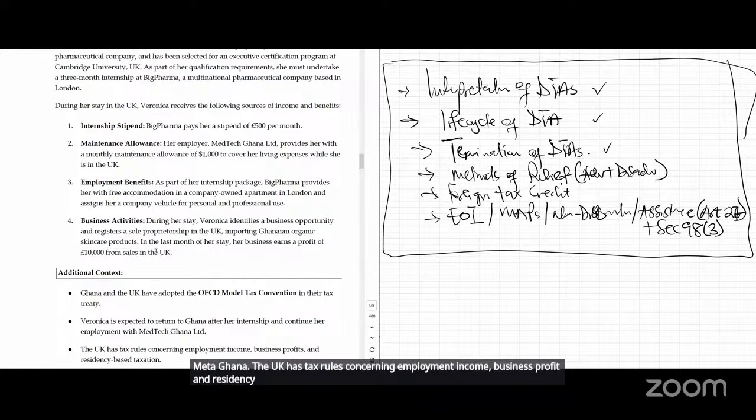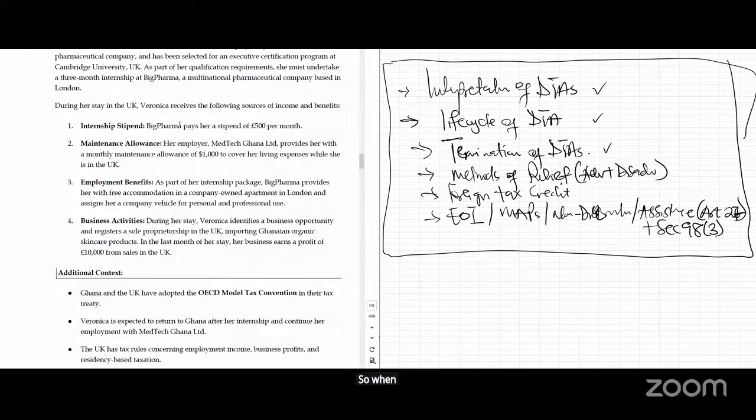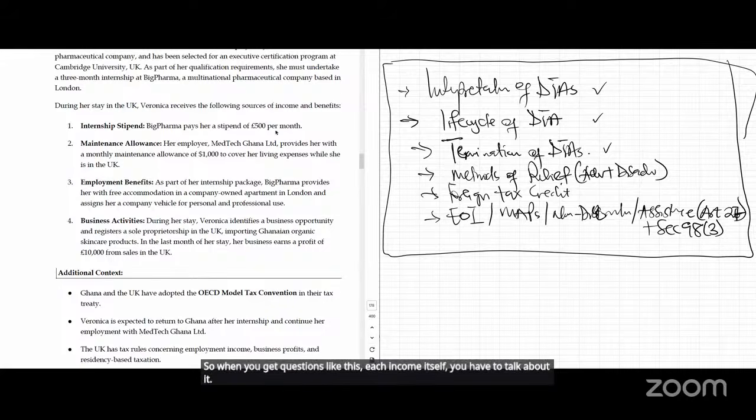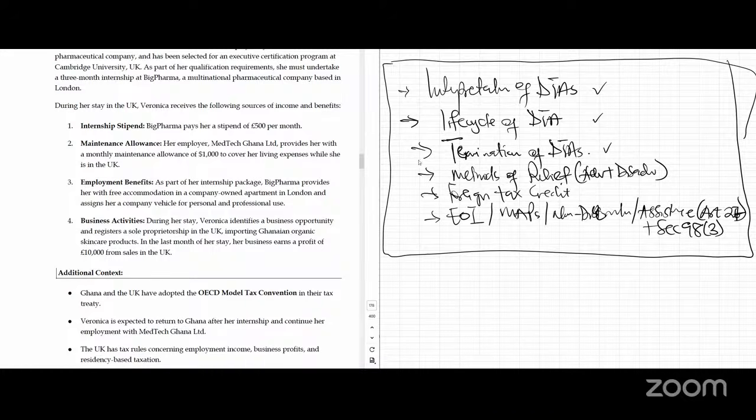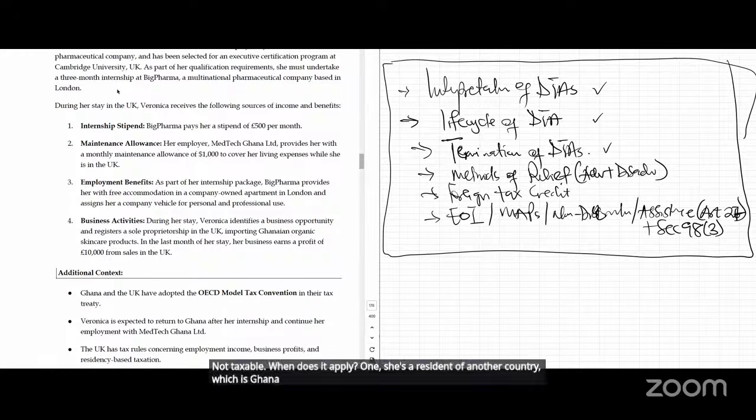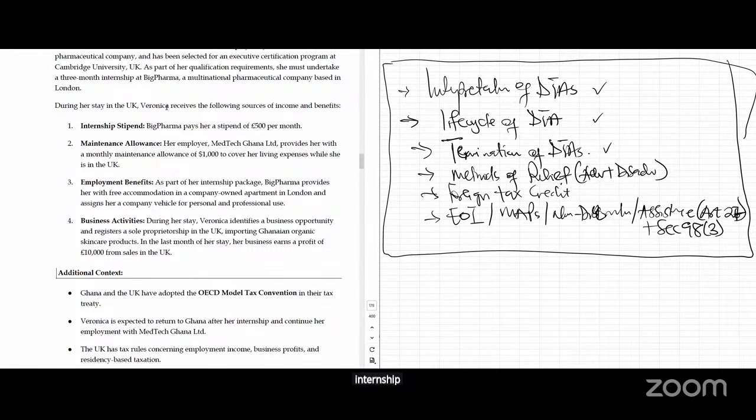So when you get questions like this, each income itself, you have to talk about it. Internship stipend, taxable or not taxable? Not taxable. When does it apply? One, she's a resident of another country, which is Ghana. She came there solely for apprenticeship, right? And the income that they are giving her is for maintenance or only a scholarship, internship. So it shouldn't be taxed. So something like the internship stipend, not taxable.